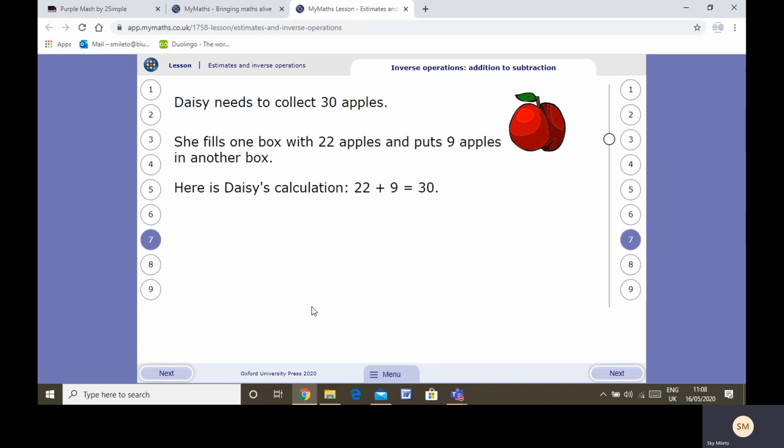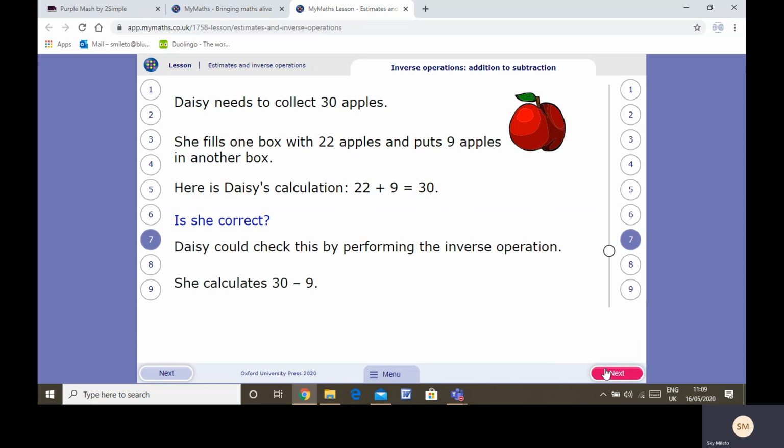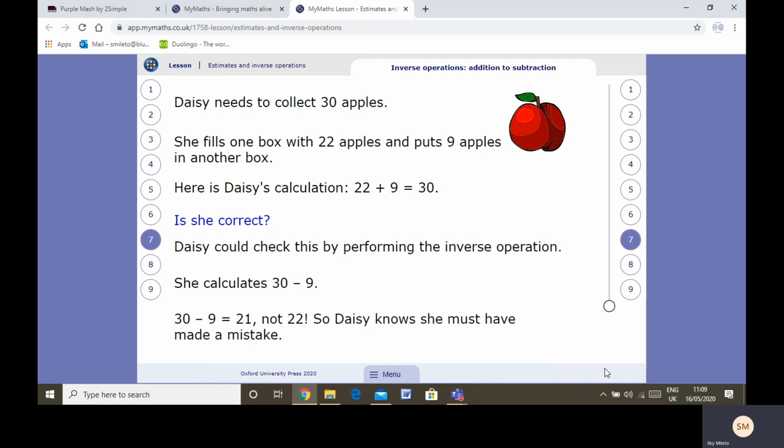Daisy needs to collect 30 apples. She fills one box with 22 apples and puts 9 in the other box. Here's Daisy's calculation. 22 plus 9 equals 30. Now you should be able to see that 22 plus 9 wouldn't equal 30. She could check it by performing the inverse calculation. She could do 30 take away 9 to see if she's got the right amount of apples. She would get 21 apples. So if she has 22 in one box and 9 in the other, she must have 31. So she can take one apple out of one box, because in one box she needs 21 and in the other she needs 9.